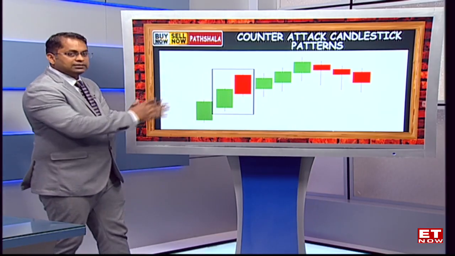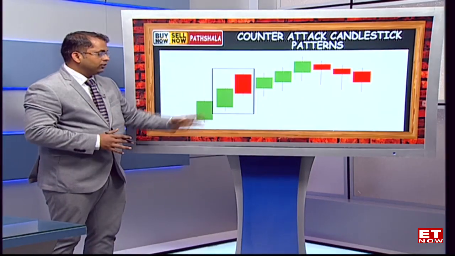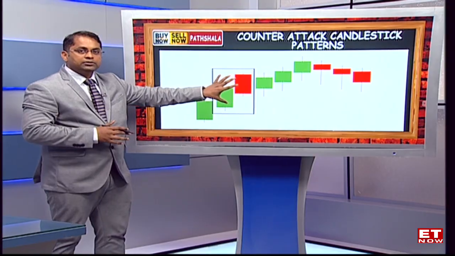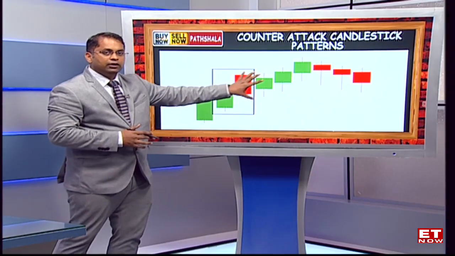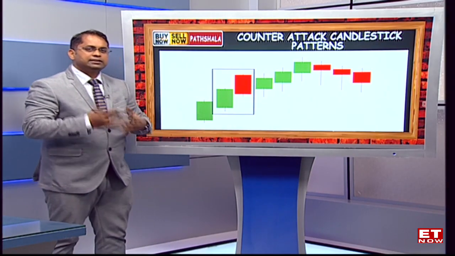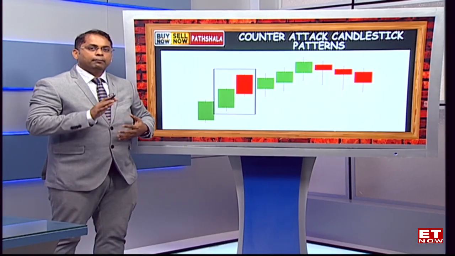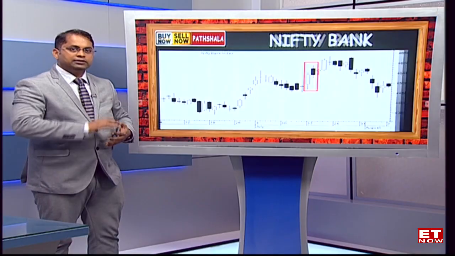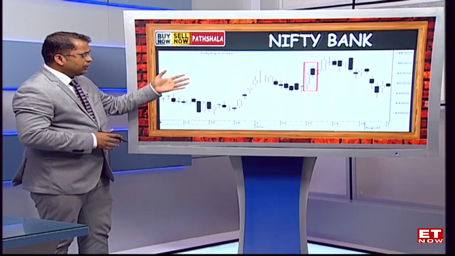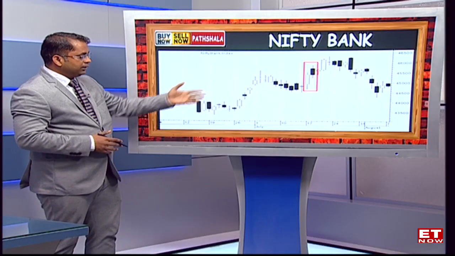So this is an example which I have set for the counter attack pattern. This is the first sign that the momentum is about to slow down and we are getting into that reversal zone for the index. It's like pressing a brake, but you do it gradually so that you can slow down the pace and then get into a U-turn. Now this is the first example over here for Nifty Bank, a very recent one.